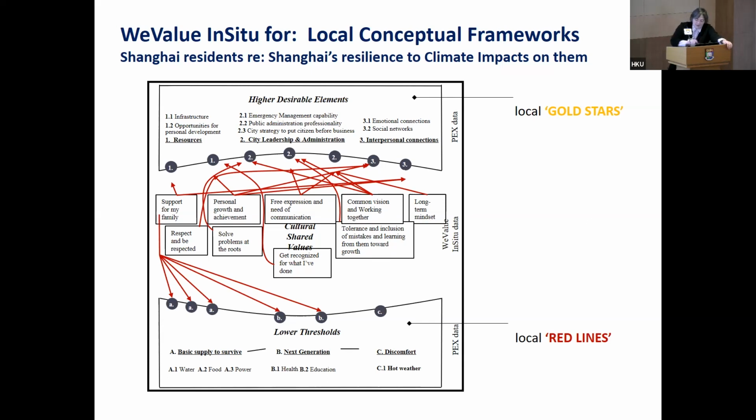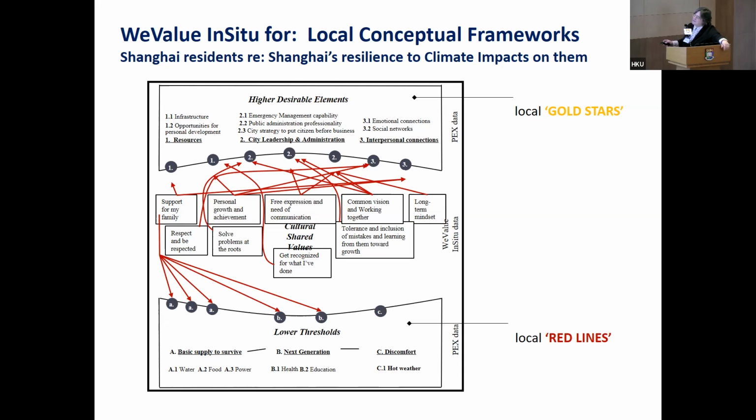So what we've done here are the shared values. In this study of some Shanghai groups, the cultural profile came out to show that these things are very important to the Shanghai residents: there's support for the family, they have a chance for personal growth, they have some free expression and communication, they want a common vision of working together, they like a long-term mindset, they want tolerance and inclusion of mistakes and learning from them, and so on. So this is the kind of cultural profile that's come from looking at different groups. This is what you've looked at in the previous slides.